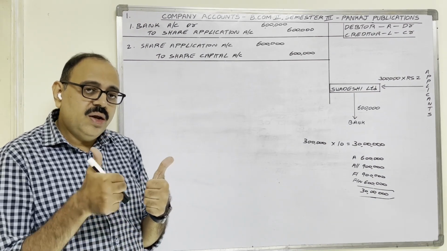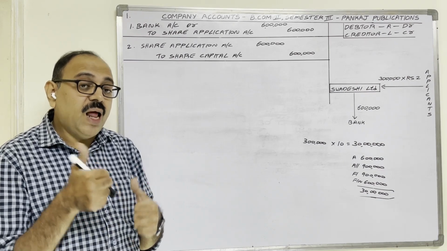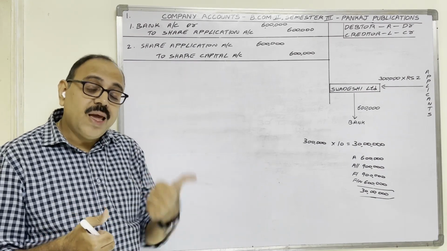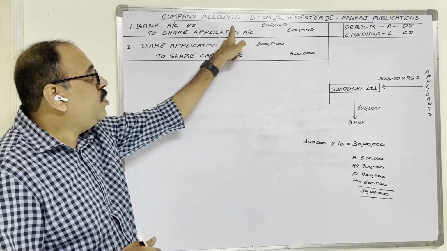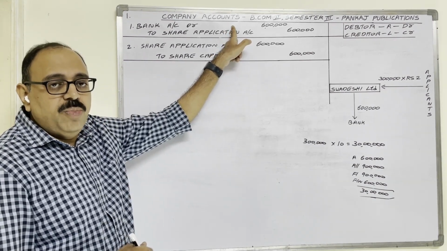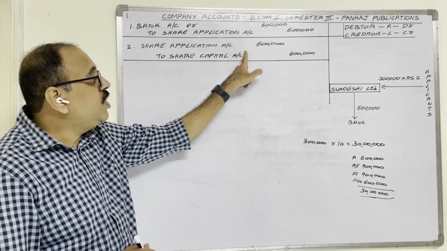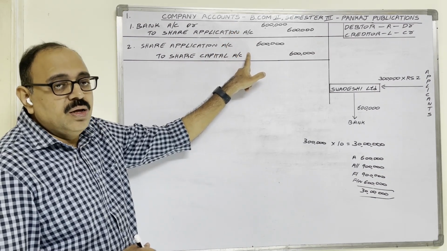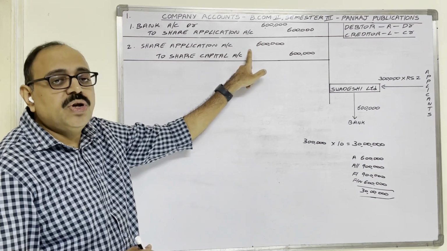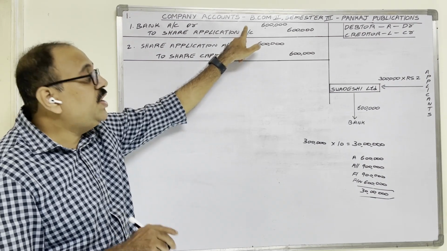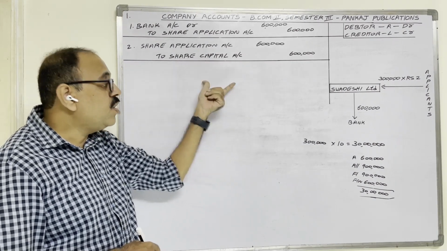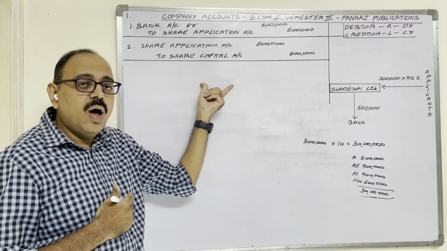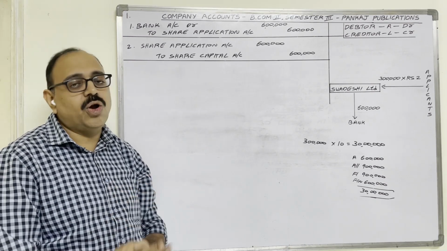Received entry, transfer entry. But first transfer entry we will write, then only cash received entry we will write. So for application money, first we wrote cash received entry, because we don't know how much we have to transfer to share capital. Received amount only we have to transfer, no? That is why first received entry we should write, then transfer entry. But while writing allotment entry, now we know how much money should come towards allotment.